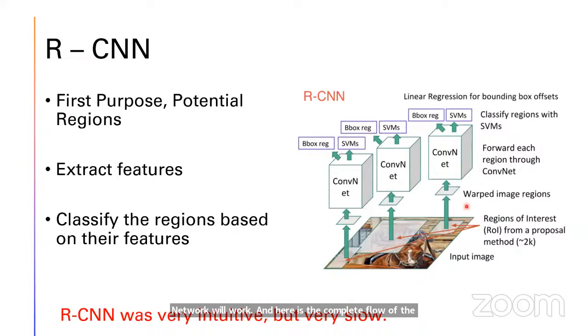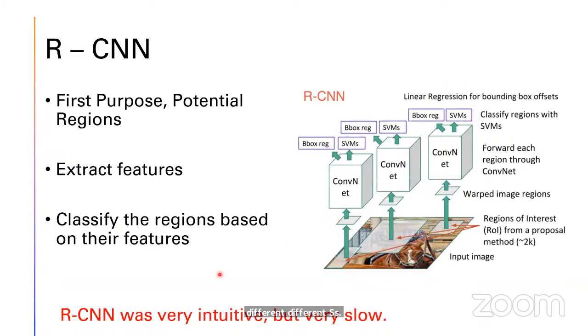So this is my input image. From this particular input image, regions of interest were formed. Around 2000 regions of interest are formed. And on these 2000 regions of interest, 2000 convolutional neural networks are used for extracting the features, right? And after that, on these 2000 CNNs, again, different SVMs and bounding box regressors are used.